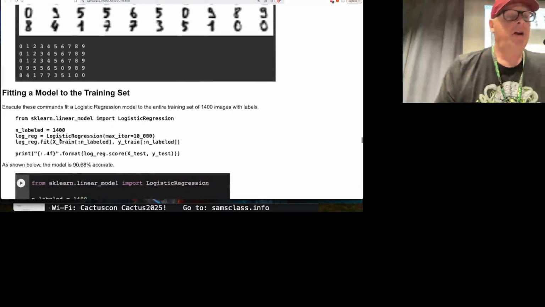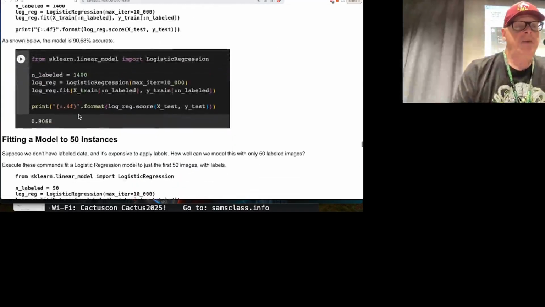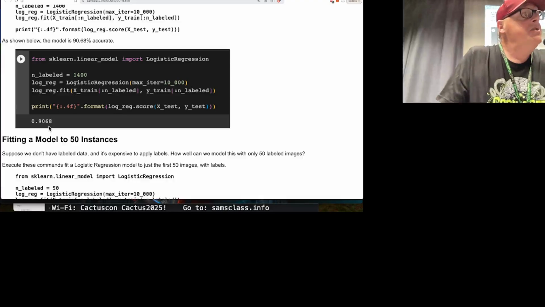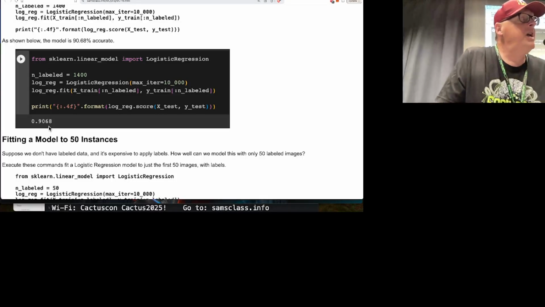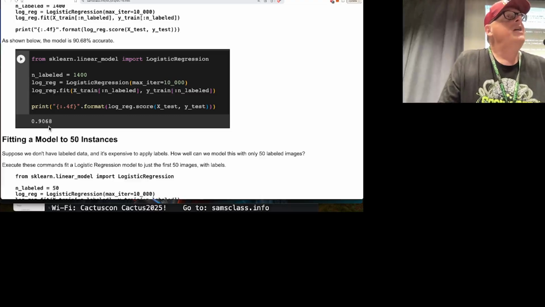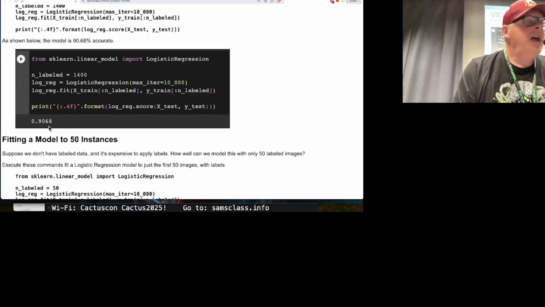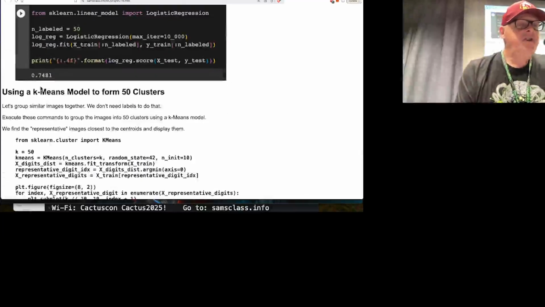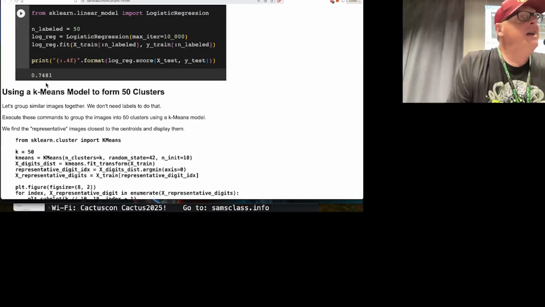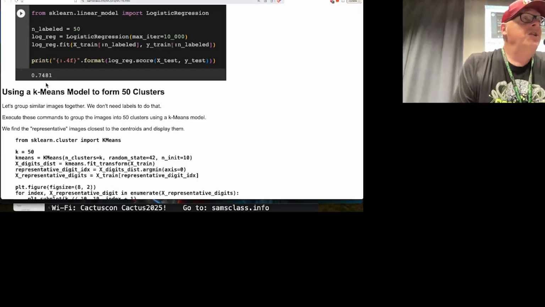So if I just fit a model to the entire training set, then I'm going to get 90.6% accuracy. So that is using all the labeled data, of which there were 1,400. But I wonder, is there a way to do this without having all the data labeled? So if I just take the first 50 images and train on them alone, then of course it's measurable. I get 74% correct because I had 1,400 images and I only used 50.